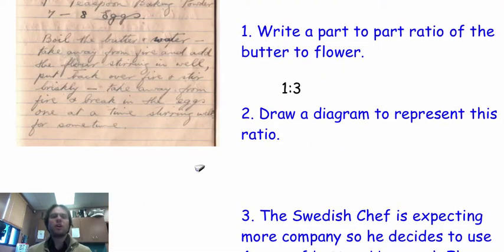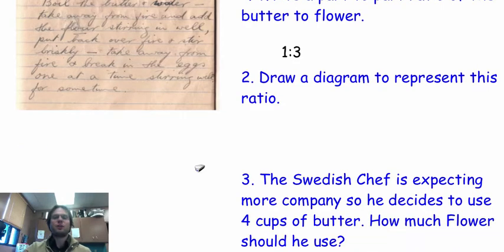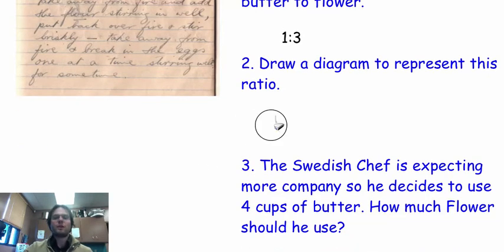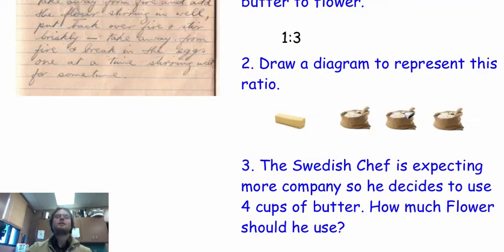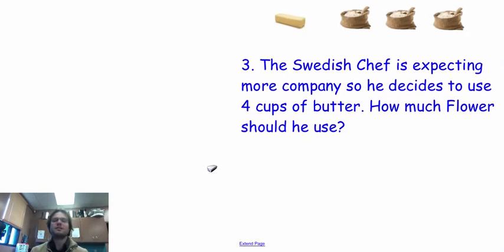Okay? Now it wants me to draw a diagram for this ratio. So I'm going to draw 1 stick of butter, and then for every 1 stick of butter, we're going to have 3 cups of flour. Our next part here says the Swedish chef is expecting more company, so he decides to use 4 cups of butter. How much flour should he use?